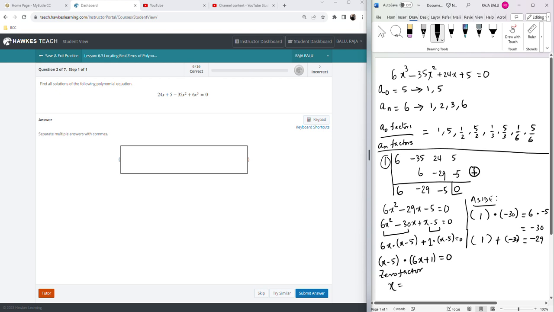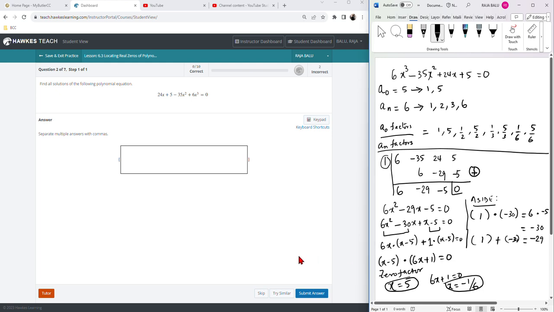So apply the zero factor property, and what do you get? You get x equal to 5, and 6x plus 1 equals 0, so x equals negative 1 over 6. So you have three values: x equals 5, x equals negative 1/6, and don't forget the very first one, x equals 1.